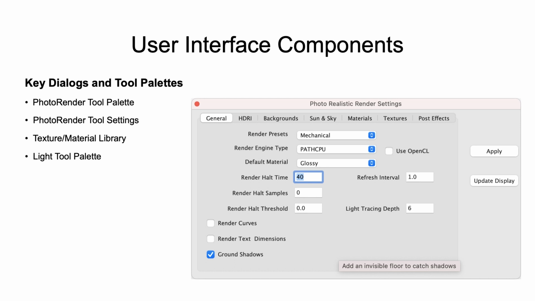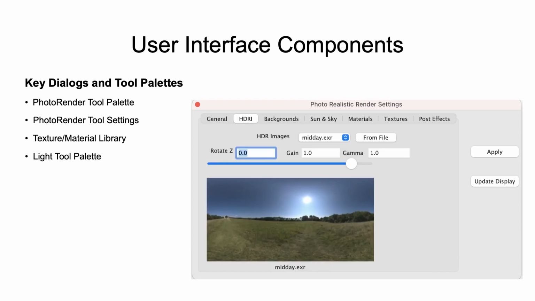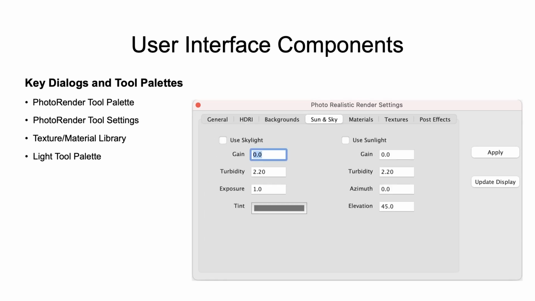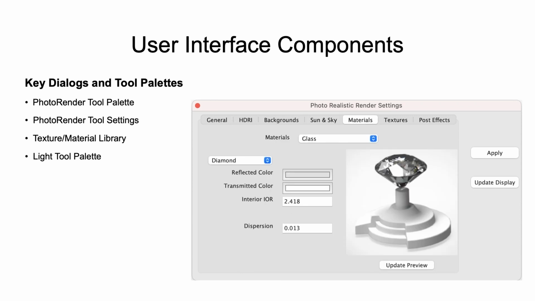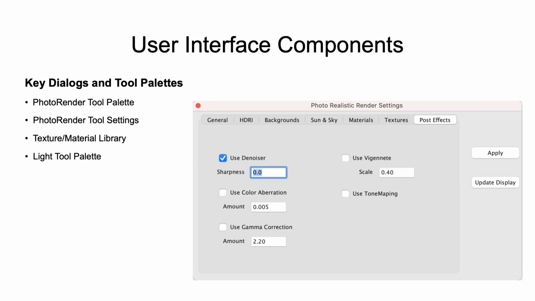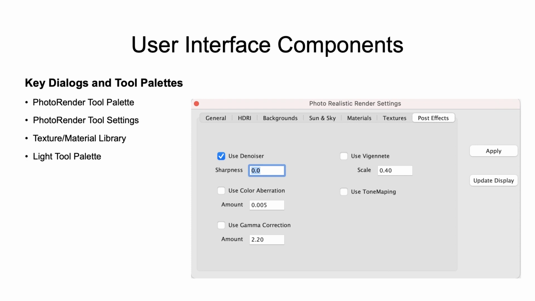The second key user interface item is the Render Settings dialog. This is accessed from the last tool icon in the Render Tool palette. The photorealistic render settings sets all the parameters associated with general settings, HDRI, backgrounds, sun and sky lighting environments, materials, textures, and post-processing effects.